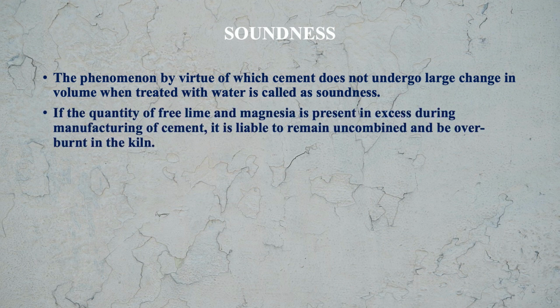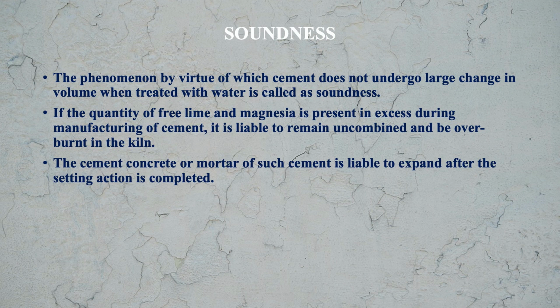If the quantity of free lime and magnesia is present in excess during manufacturing of cement, it is liable to remain uncombined and to be overburnt in the kiln. The cement concrete or mortar of such cement is liable to expand after the setting action is completed. It is one of the causes of cracking of cement.